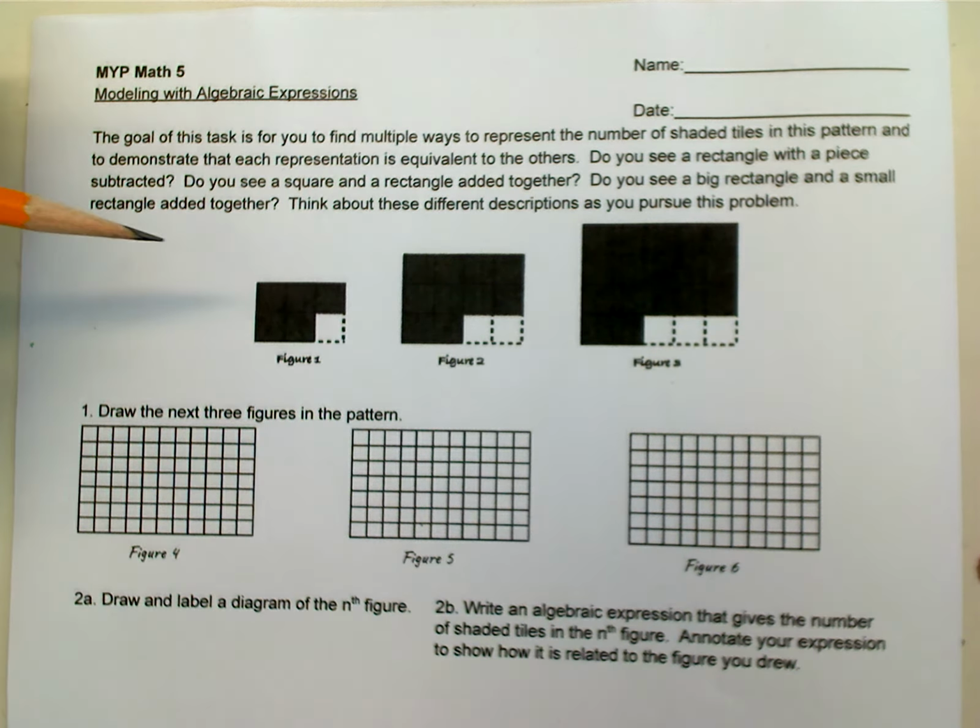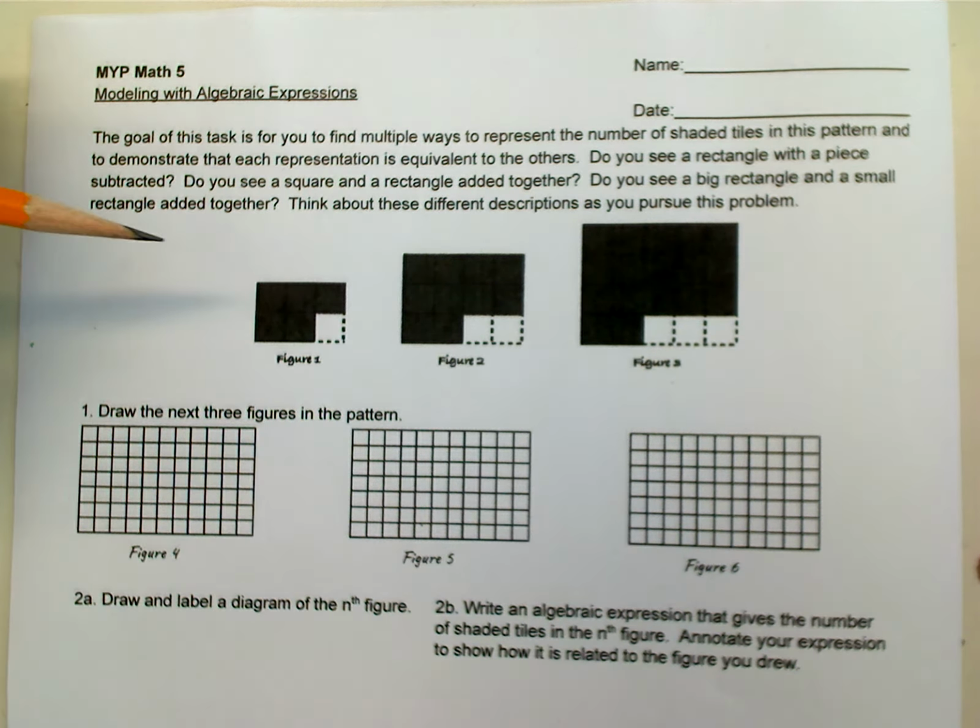I also gave some other clues here in the introduction to this problem. I asked 3 questions about these figures. Do you see a rectangle with a piece subtracted? Do you see a square and a rectangle added together? Do you see a big rectangle and a small rectangle added together? And it says to think about these different descriptions in order to pursue this problem. Because really the idea down here is to think about one of those 3 patterns in each of these places, and then to demonstrate that they're equivalent in the final question here, number 4.